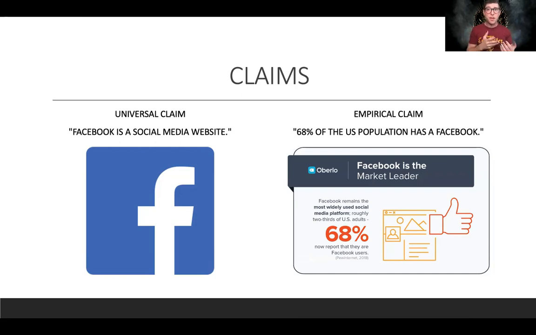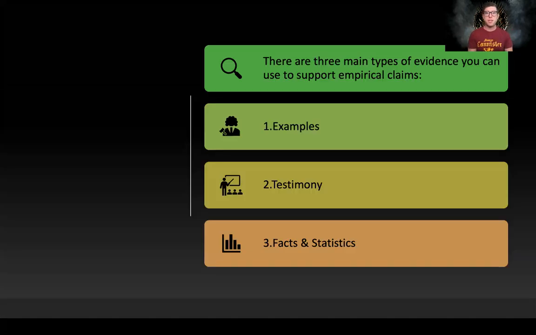So hopefully you've read chapter 5 first, and now you're using this lecture as icing on the cake, but I'm just going to go over it in a little bit more detail. There are three main types of evidence used to support empirical claims. First, you've got examples, which is something that we've already been doing. You just don't probably realize that you've been doing it.